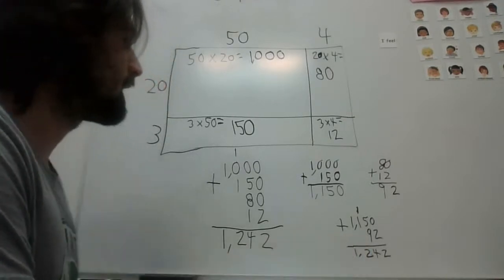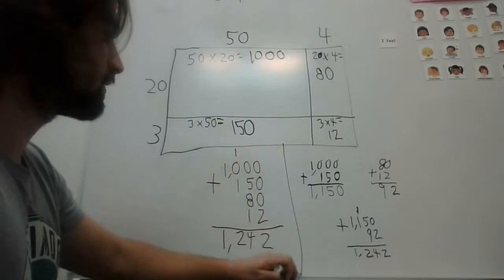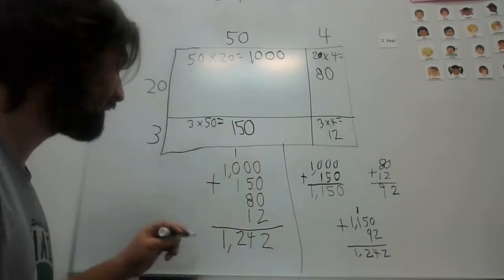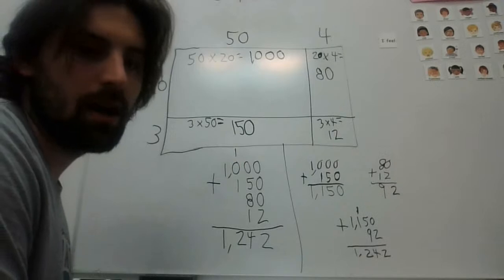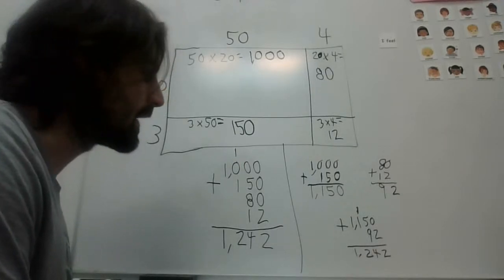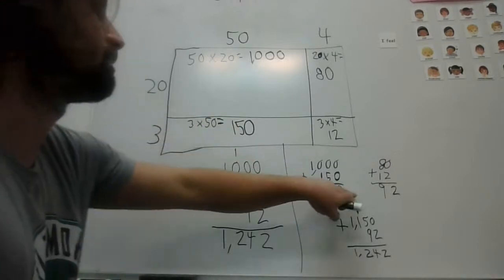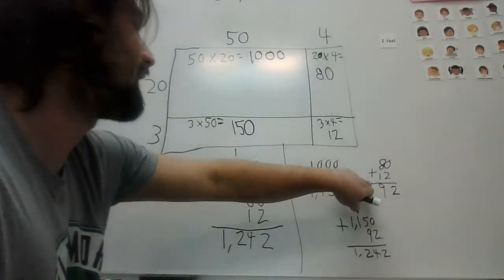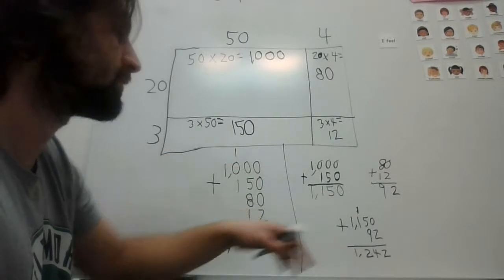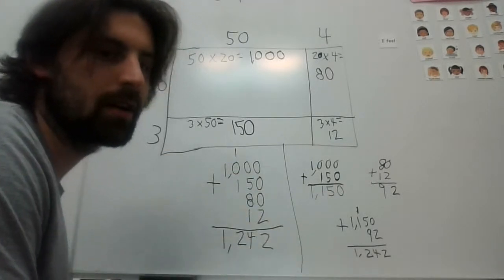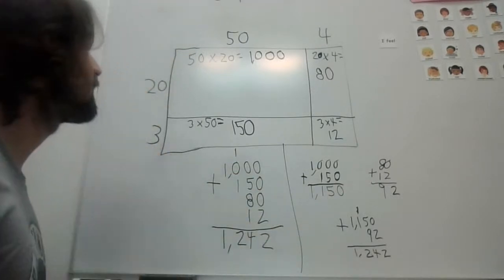So either way, you get the same answer. Our answer is 1,242. Either way, you get the same answer. Some people like to add all the numbers at once. Some people prefer only adding 2 numbers at a time, which takes an extra step. But either way, it'll get you the right answer. But that's the area model.